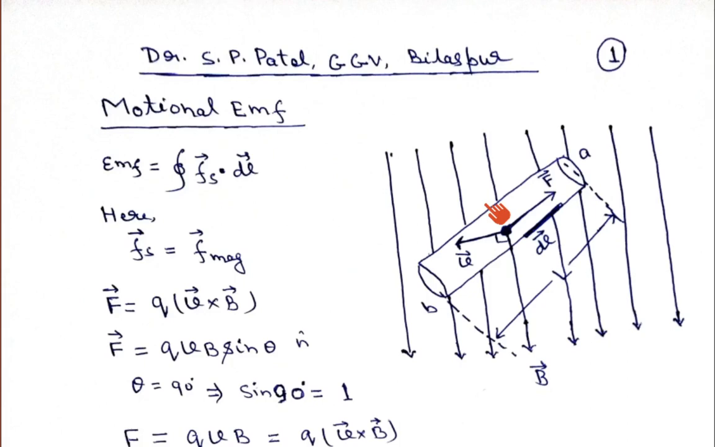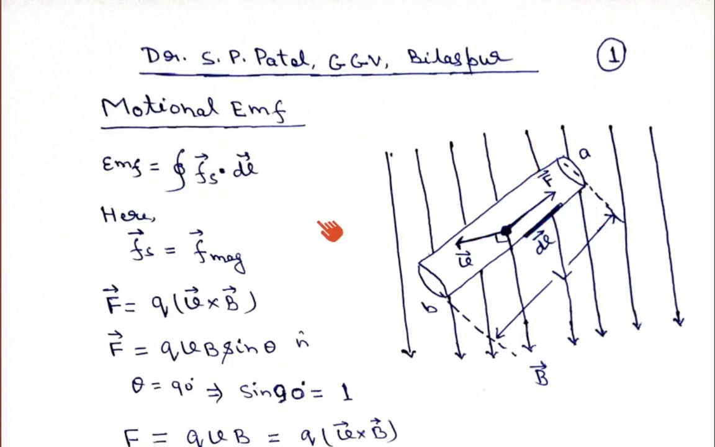So in that case, because of the Lorentz force, the magnetic force on the charges in the conductor can be written as F equals Q V cross B. Why am I writing this? Because one can find the EMF generated in the presence of the magnetic field due to the motion of this wire.